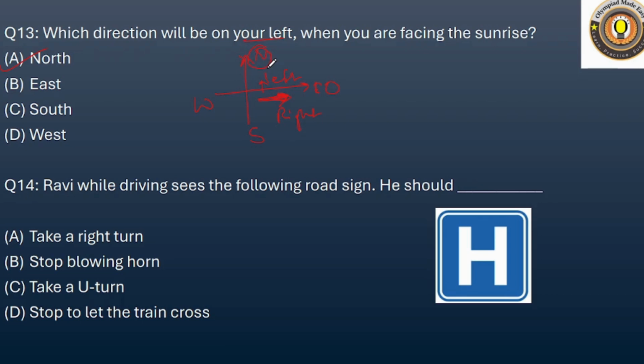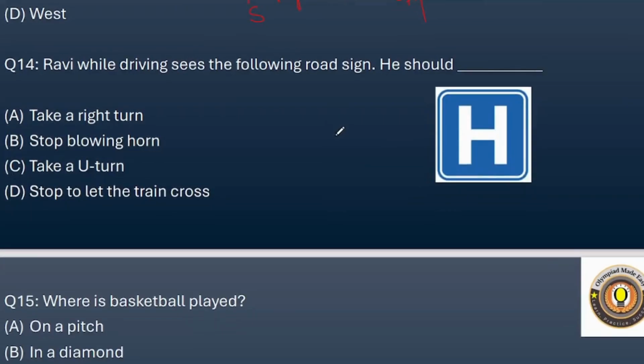In the exam, this direct question may not be asked. You just need to draw the directions and solve the question. It may be changed, like which direction will be on your left when you are facing the sunset. Sunset means west, so you are facing the west. So this will be your right, and this will be your left. Likewise, just draw the direction and solve the question.